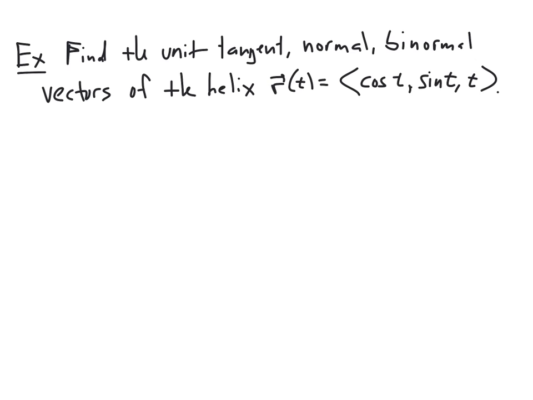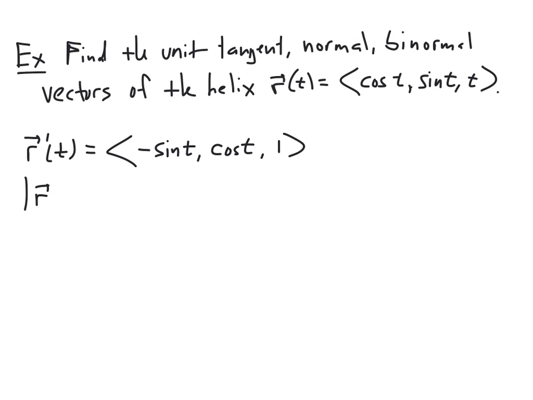And so this is not a very difficult thing. We're just taking derivatives, finding magnitudes, forming a unit vector, and then repeating the process. And then to find B, we take a cross product. Okay? So to start, we want to find the unit tangent vector. We've already done an example of this, so we'll go through this one kind of quickly. So r prime of t, we're just going to take the derivative of this vector: negative sine t, cosine t, and the derivative of t is 1.